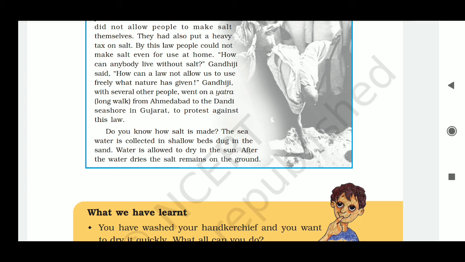So the process of obtaining salt is briefly mentioned in your textbook. Whatever salt is there in the sea water, it is collected in the shallow beds dug in the sand.